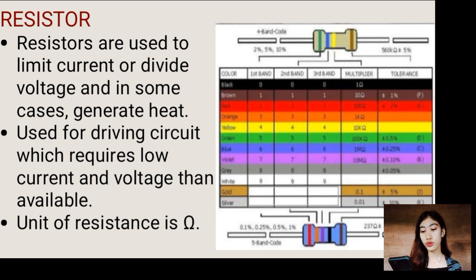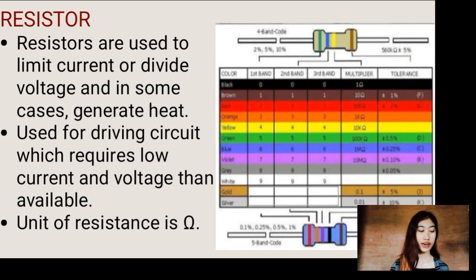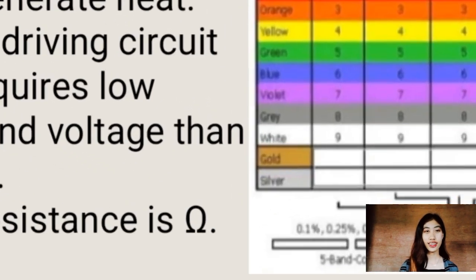Resistors are used to limit current or divide voltage. In some cases, they generate heat. Used for driving circuits which require low current and voltage than available. The resistor is our most common electronic component. A resistor is a device that limits or resists the flow of the current. Resistance is measured in ohms, represented by the Greek symbol omega, like that.